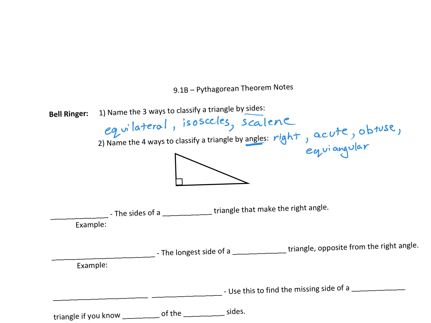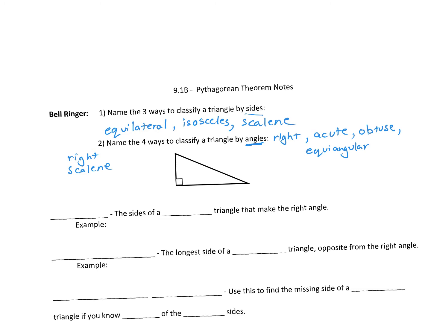So we look here at this triangle. Notice that none of the sides are the same length, and it has a right angle in it. So this is a right scalene triangle.